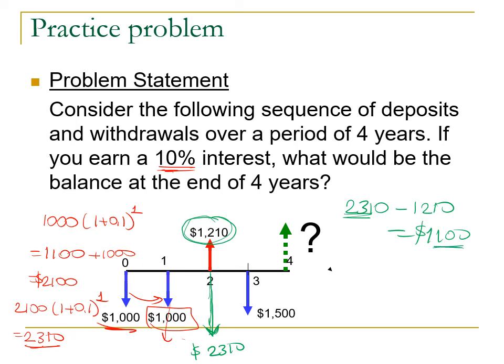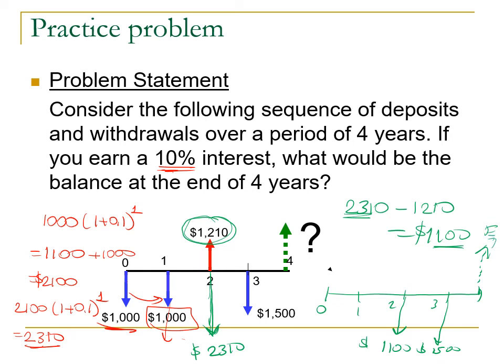And now what can I do? I can represent the final or the current version now. This is time 0, this is time 1. At time 2, the net amount is $1,100. At time 3, the net amount is $1,500, and we want to find its future value.